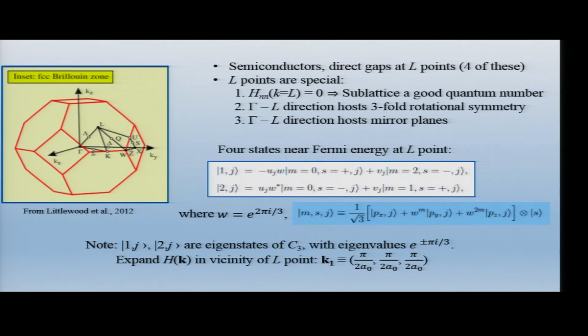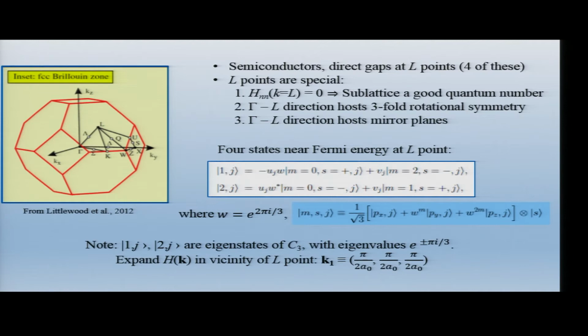explicitly. So if we look at the states that are near the Fermi energy, there are 4 of them, and I've actually written them out almost explicitly over here. They're written in terms of states with well-defined eigenvalue under the C3 rotation, as well as well-defined sublattice indices. Remember, at the L point, sublattice is a good quantum number. The U's and V's are coefficients in terms of the tight binding parameters, which again can be written down explicitly. They're rather messy. There's no reason for us to look at them in detail, so I haven't shown it to you, but we do know what they are.